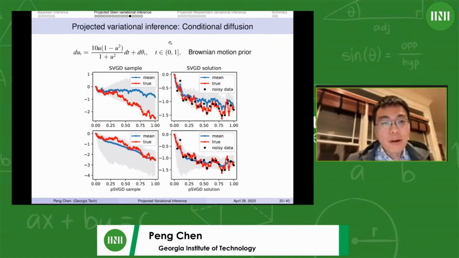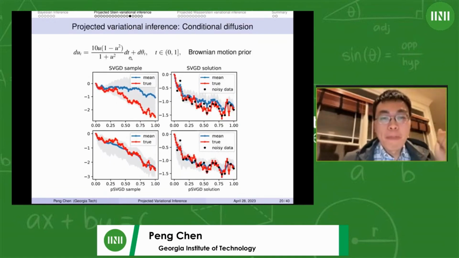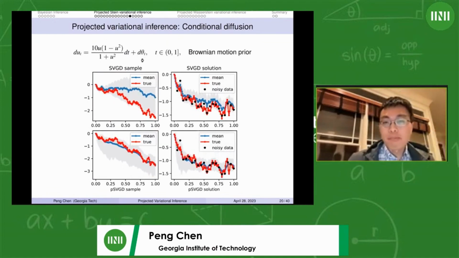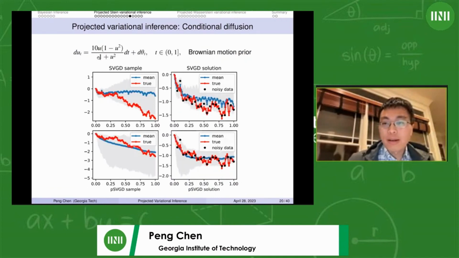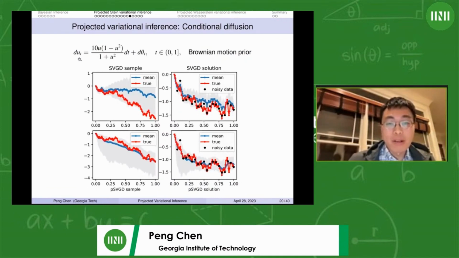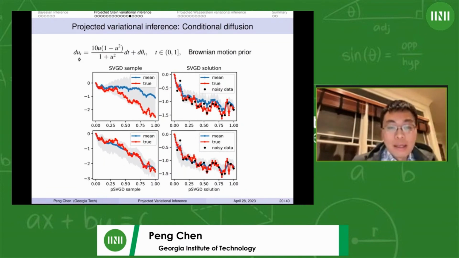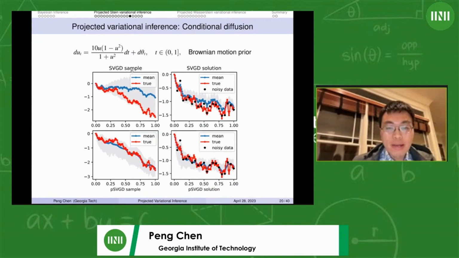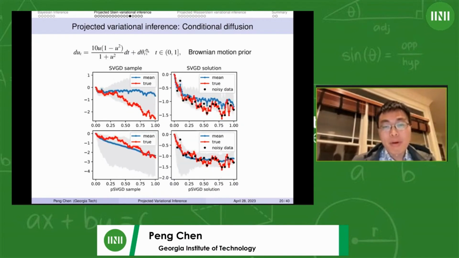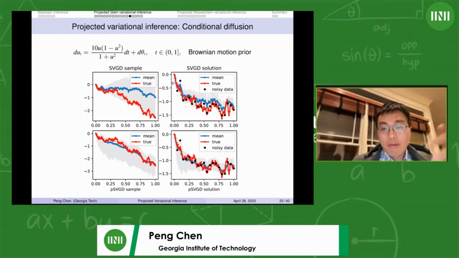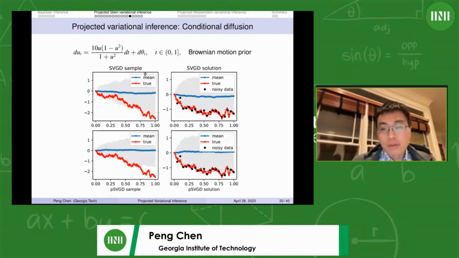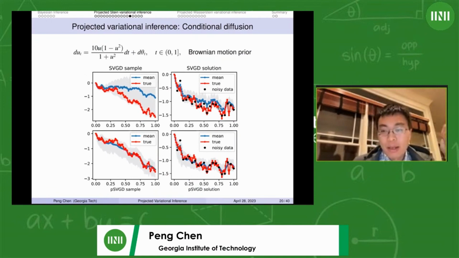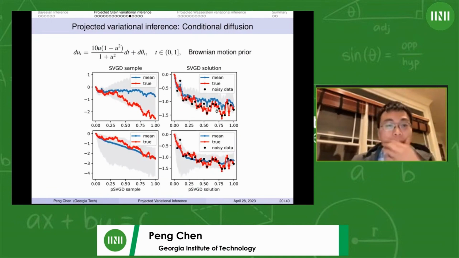Here's an example where you have the parameter as the Brownian motion. The prior distribution is a Brownian motion, and you have a conditional diffusion problem. U stands for the state variable, a time-dependent problem. On the left-hand side, you have the SVGD samples, like you can sample from this prior distribution. And on the right, you have the solution or the state variable U of t. You have some observations, the noisy data here, the black dots, and you have the true process.